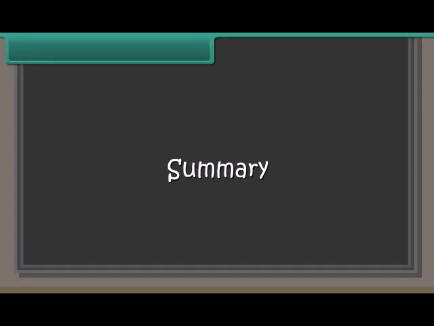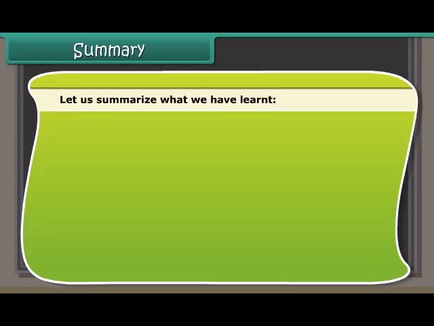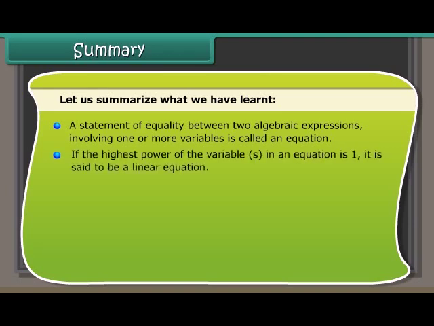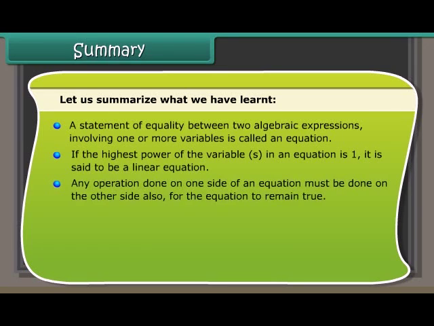Summary. Let us summarize what we have learned. A statement of equality between two algebraic expressions involving one or more variables is called an equation. If the highest power of the variables in an equation is 1, it is said to be a linear equation. Any operation done on one side of an equation must be done on the other side also for the equation to remain true.